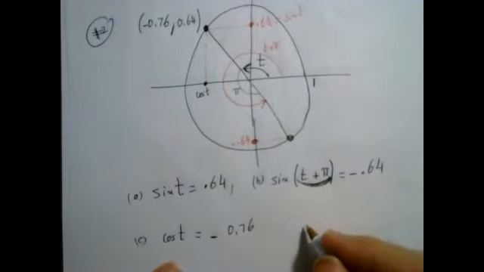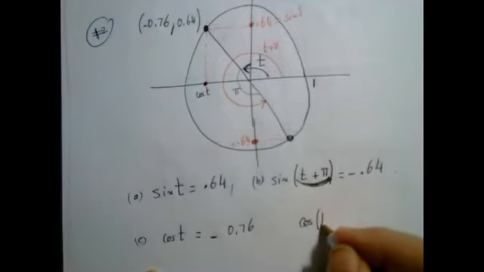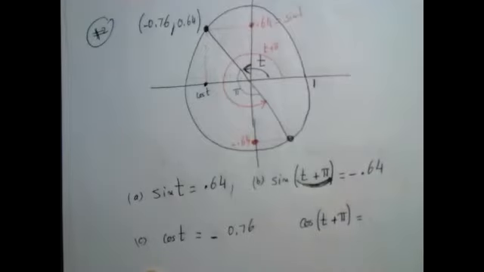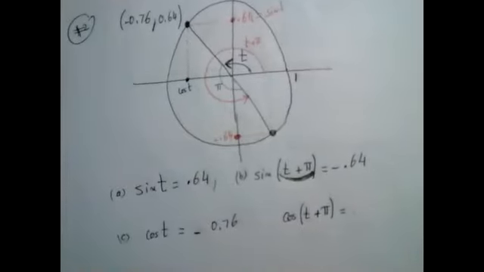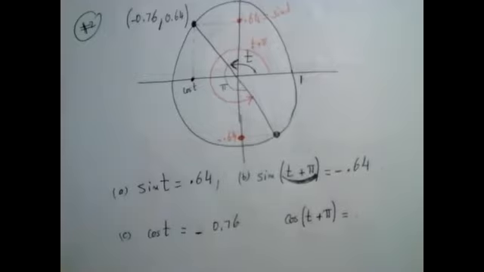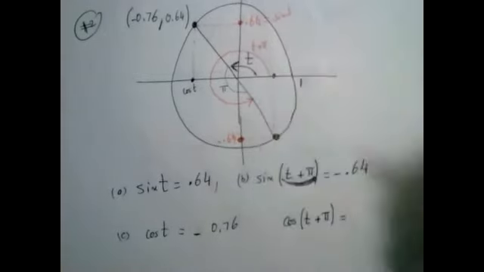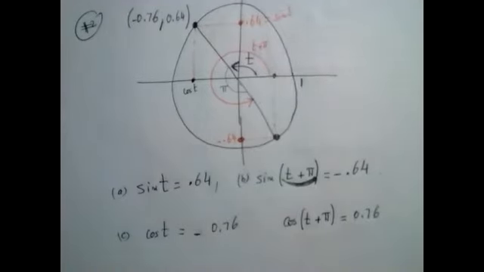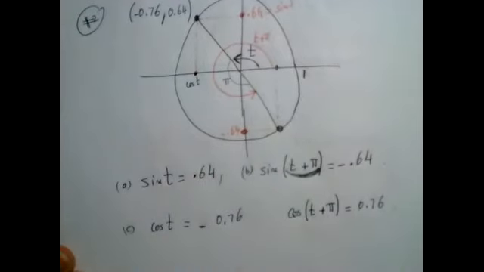So now let's suppose I ask you, what's the cosine of T plus pi? Is this an easy or a hard question? Rebecca? What's cosine of T plus pi? It's the positive, because T plus pi is in front of you. Its cosine is the positive 0.76.